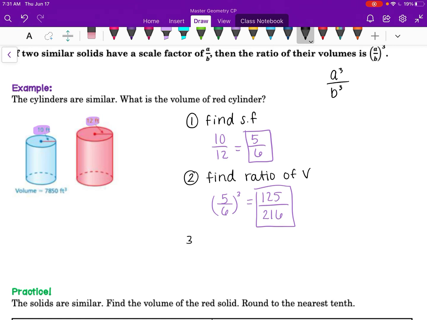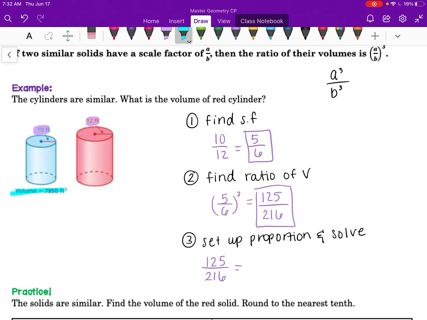Step 3, set up proportion and solve. So of course, because we're solving for a missing volume, we're going to use that ratio of volumes in our proportion. So we have the 125 over 216. We're given the volume of the smaller cylinder, so that's going to go on top next to the 125, 7,850 over x. We're solving for the larger volume here.